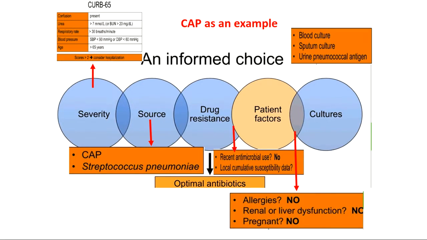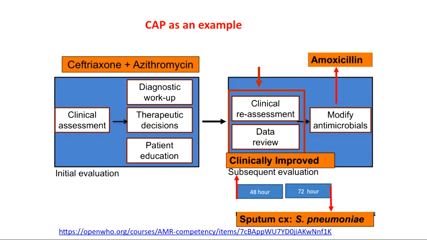So if we think about drug resistance, the patient did not take antibiotics, no recent history of antibiotics, and the local antibiogram, you need to take it. I will show you the antibiogram, what we mean, in another slide. And patient factors: no allergy, renal function normal, not pregnant. We took the culture, and we will start empirical antibiotics, ceftriaxone plus azithromycin, based on the guideline and the differential diagnosis.